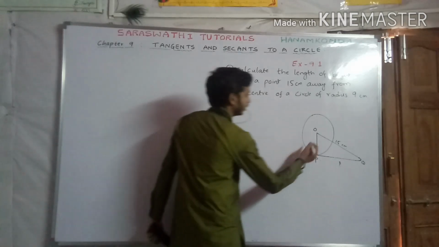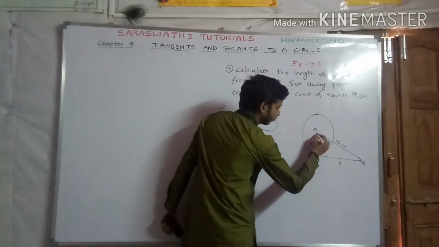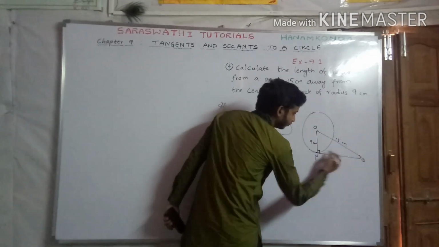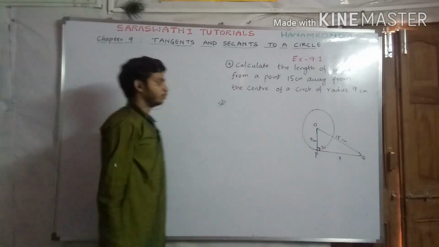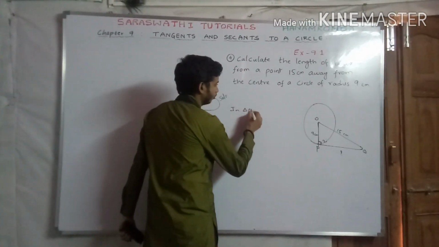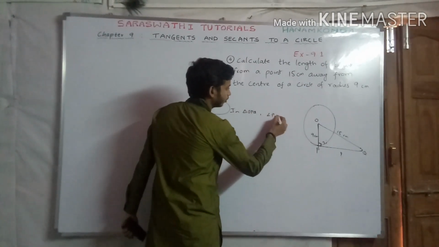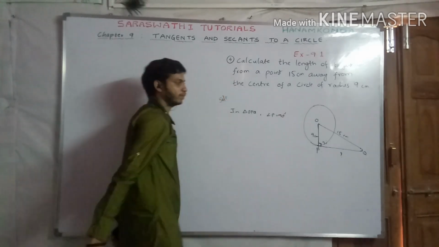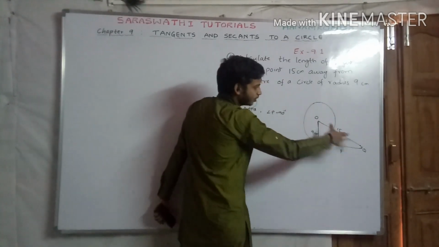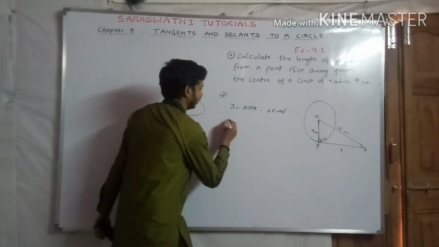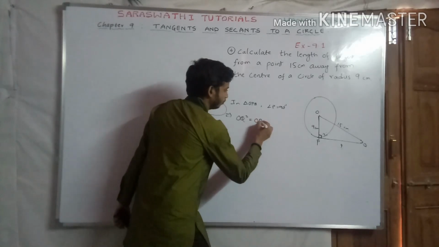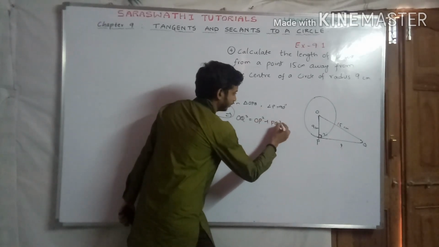We know that the radius drawn through the point of contact is perpendicular to the tangent. That means angle OPQ is 90 degrees. So in triangle OPQ, angle P equals 90 degrees, and we can apply the Pythagoras theorem here. By Pythagoras theorem, OQ square equals OP square plus PQ square.